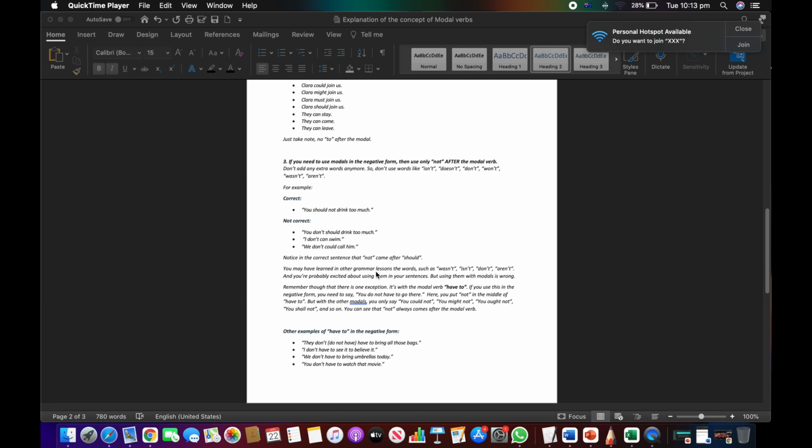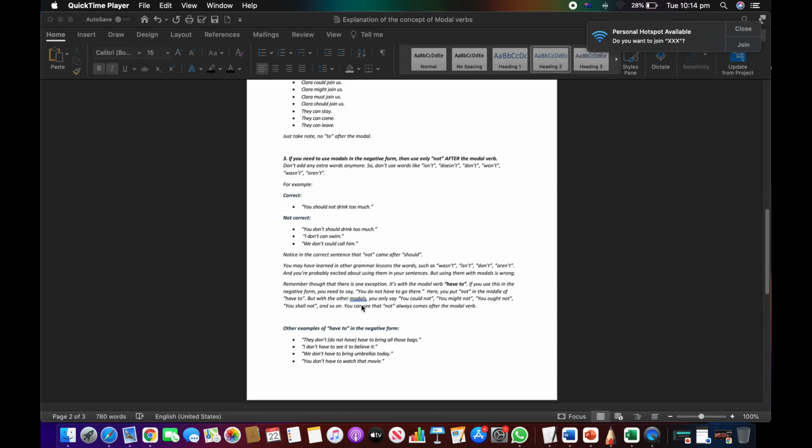You may have learned in other grammar lessons the words such as wasn't, isn't, don't, aren't, and you're probably excited about using them in your sentences, but using them with modals is wrong. Remember, though, that there is one exception. It's with the modal verb have to. If you use this in the negative form, you need to say you do not have to go there. Here you put not in the middle of the have to. But with the other modals, you only say you could not, you might not, you ought not, you shall not, and so on. You can see that not always comes after the modal verb.